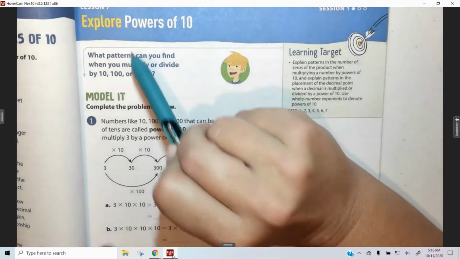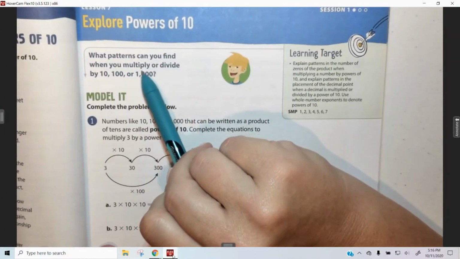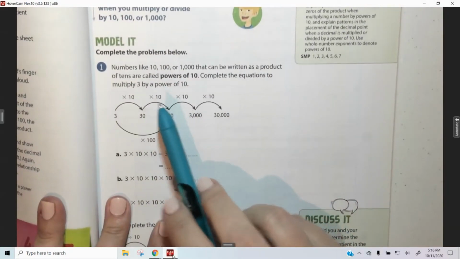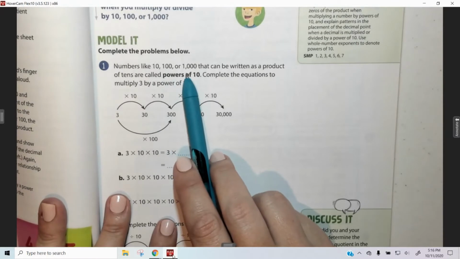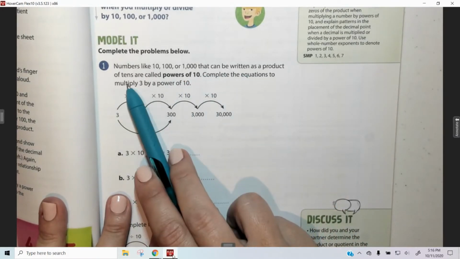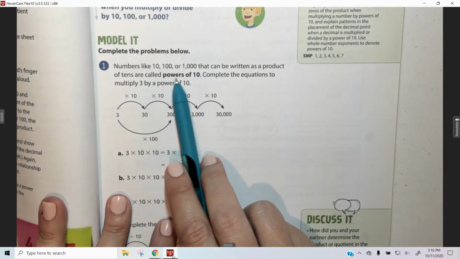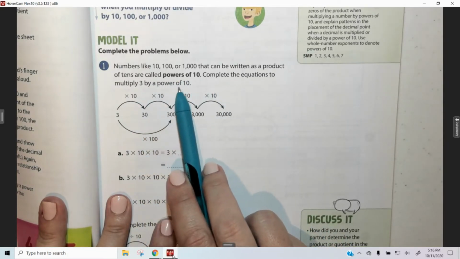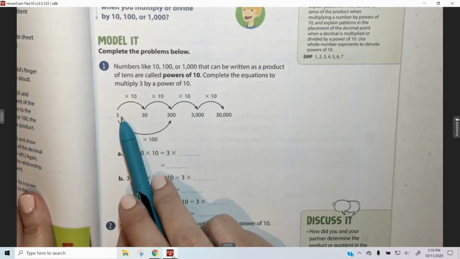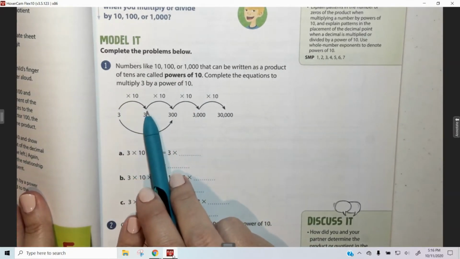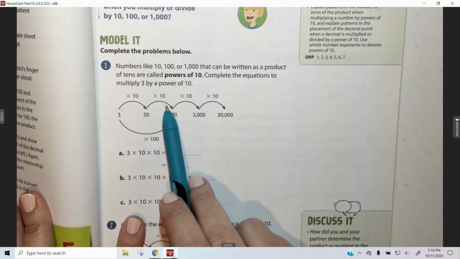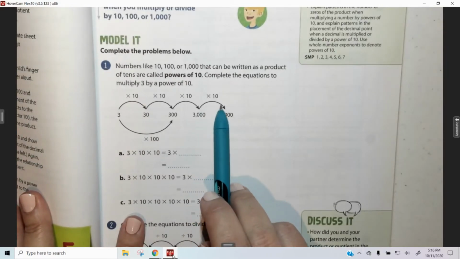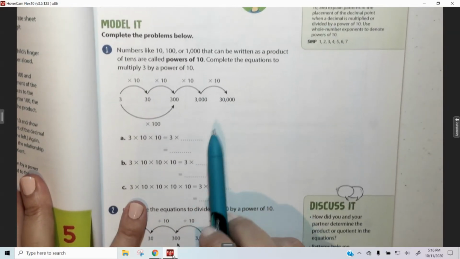So today we're going to be thinking about what patterns you can find when you multiply or divide by 10, 100, and 1,000. Numbers like 10, 100, and 1,000 that can be written as a product of tens are called powers of 10. Complete the equations to multiply 3 by a power of 10. So, if we multiply 3 times 10, we get 30. If we multiply 30 times 10, we get 300. 300 times 10 is 3,000, and 3,000 times 10 is 30,000.